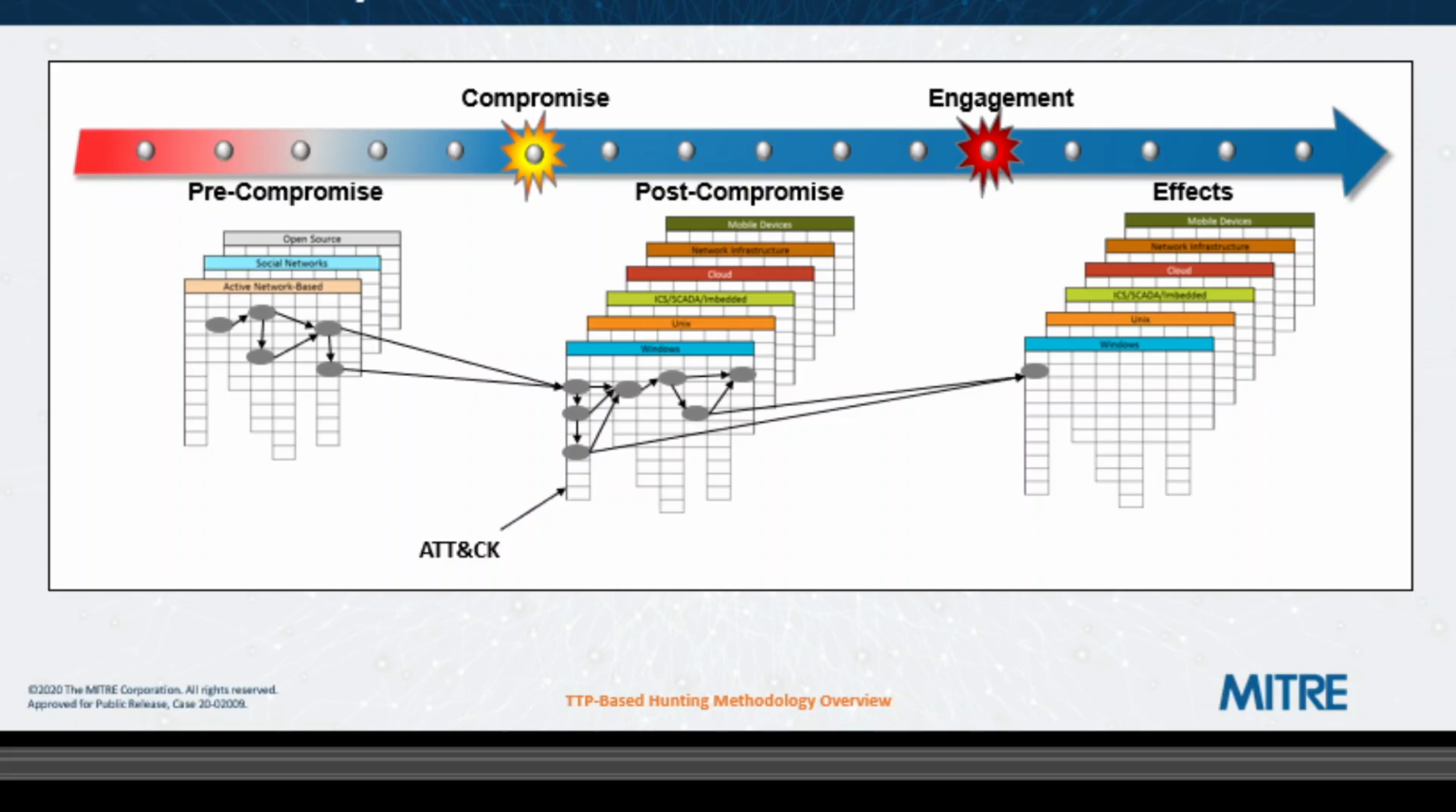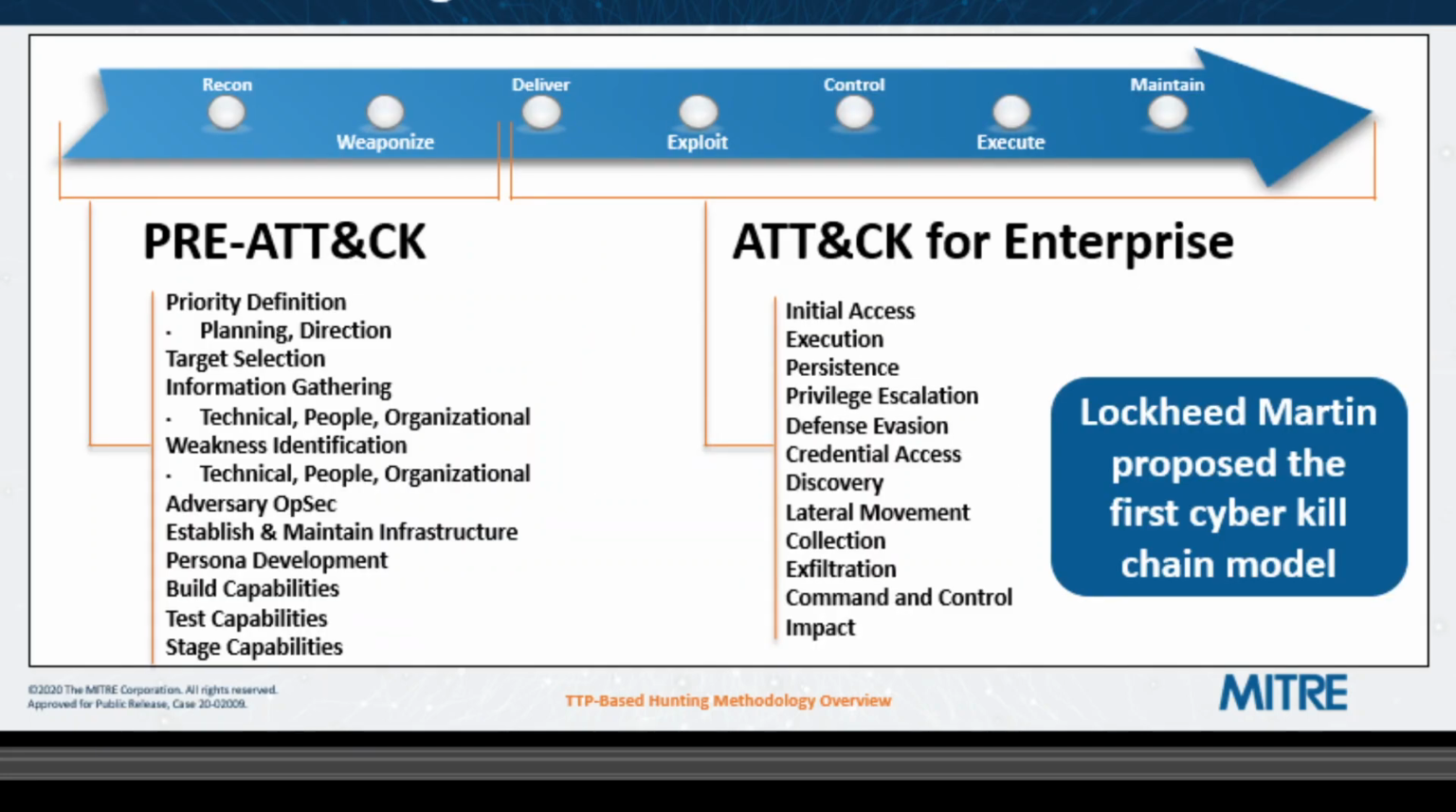And while Lockheed Martin had created a cyber kill chain model that described adversarial activity at the tactic level, ATT&CK really fleshes that out and gets down into the technique, sub-technique, and procedural level to give defenders much more detail so that they can create mitigations and detections around those techniques.